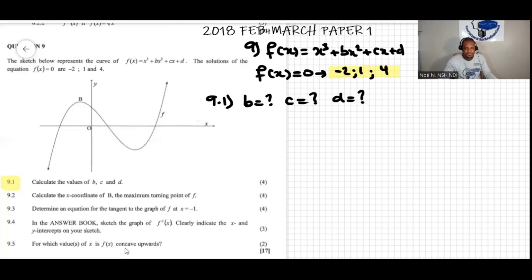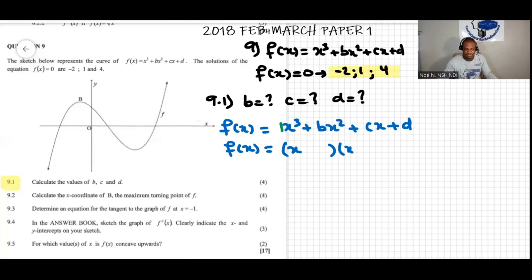The fact that in f of x the leading coefficient is just 1, because it's x cubed plus bx squared plus cx plus d, means we can rewrite this as follows. We can say f of x will be equal to, I can put x in a bracket like that, close bracket, x in a bracket, close bracket, and x in a bracket like this. And we have the x-intercepts, -2, 1, and 4. We can write it this way.